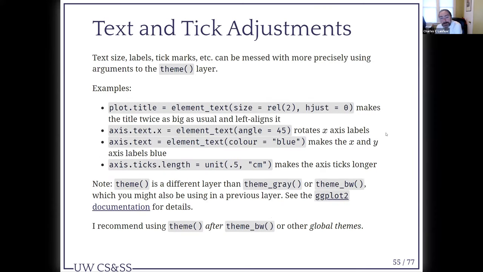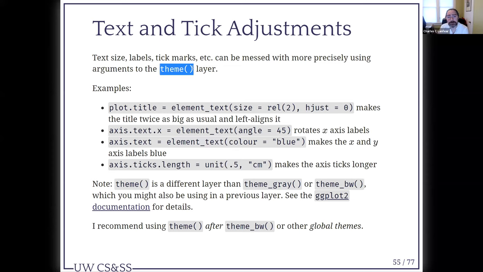Okay, so in ggplot, you can tweak just about everything you want. Very small, minor things can all be modified. If you want to modify individual text sizes, labels, tick marks, all that kind of stuff, you can modify those things very precisely using that theme layer I talked about before. I generally recommend always putting the theme layer last in your ggplot call because some things can override its settings. I say put it last.